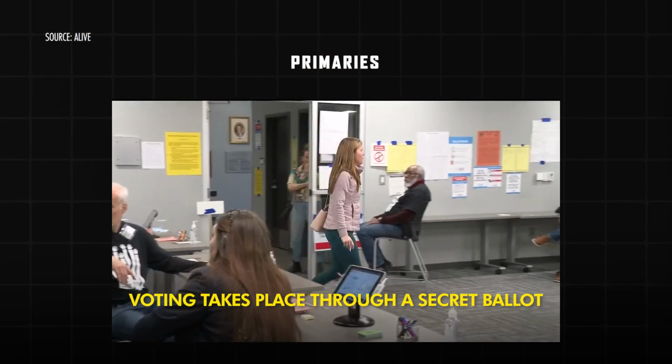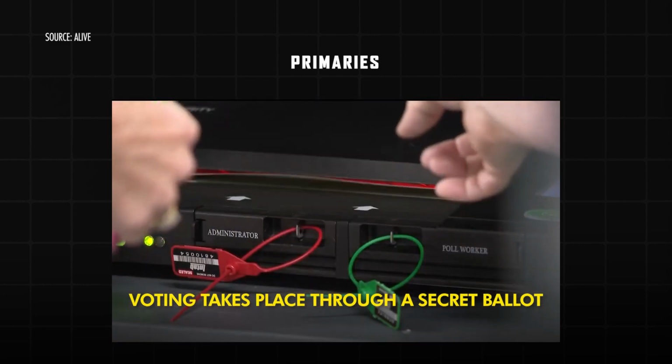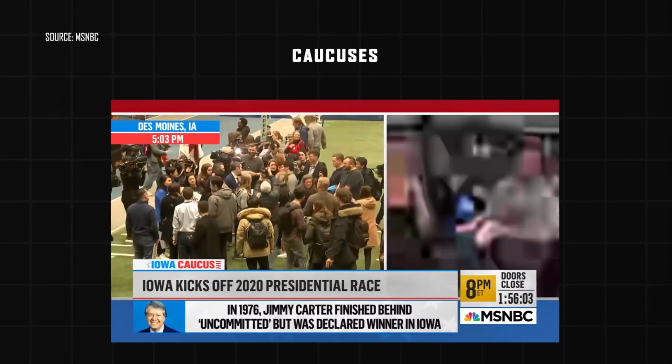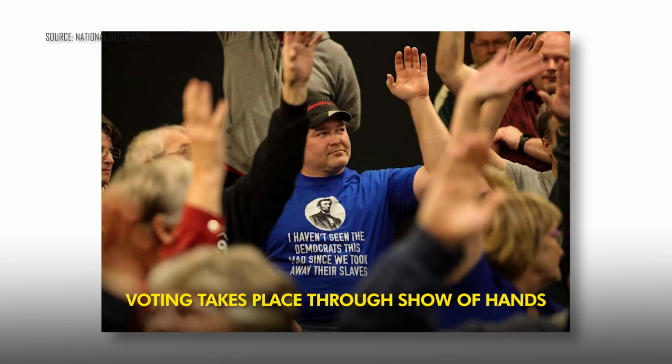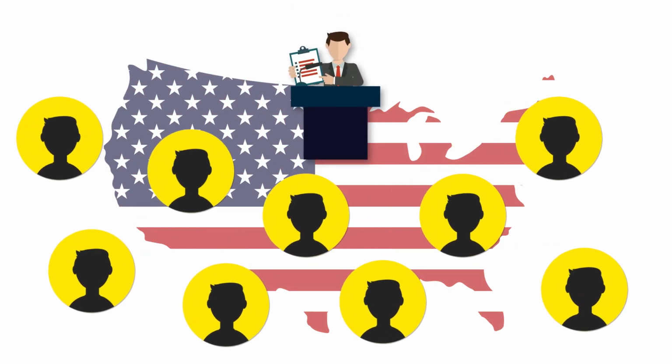Primaries are state-regulated events, and the voting takes place through a secret ballot. Whereas caucuses are less regulated events, where people assemble in community halls, sports arenas, and even cafeterias. Here, instead of voting in a secret ballot, people convey their candidate preferences by raising their hands. In primaries and caucuses, the presidential candidates are represented by delegates in each state. The more votes a candidate gets, the more delegates he or she wins.